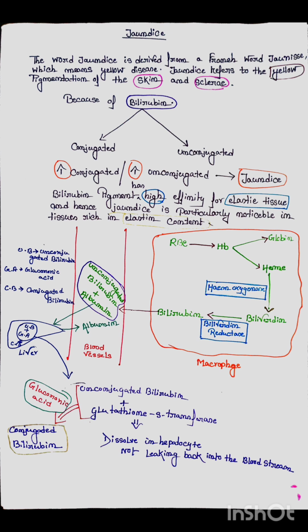So this is the process of production of bilirubin, both unconjugated and conjugated. And if the level of either conjugated or unconjugated bilirubin gets too high in the blood, it leads to jaundice. In my next video we will discuss the causes of increased unconjugated bilirubin and increased conjugated bilirubin.